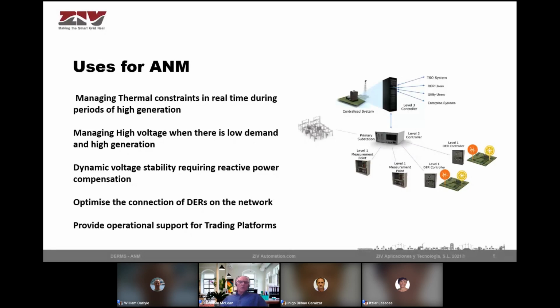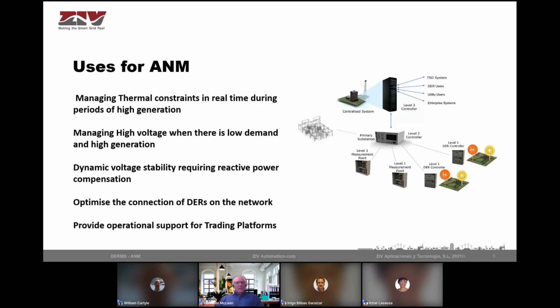Another one where it's used a lot is for dynamic voltage stability. And this is a continuous process where the ANM system will identify where we've got instability in the voltages, and it will adjust the reactive power compensation that we're getting from the generators. So it'll send out different set points to the generators and ask for more kilovars or megavars, just to adjust the network operation.